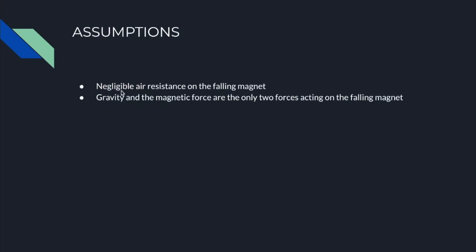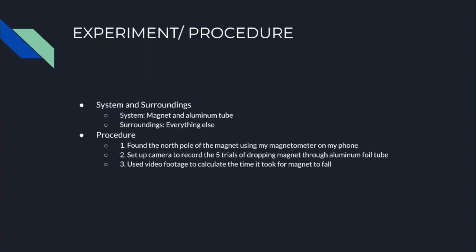Assumptions: we're going to disregard air resistance on the falling magnet, and gravity and the magnetic force are the only two forces acting on the falling magnet. So our system is going to be a magnet and aluminum tube, and then surroundings, obviously everything else.